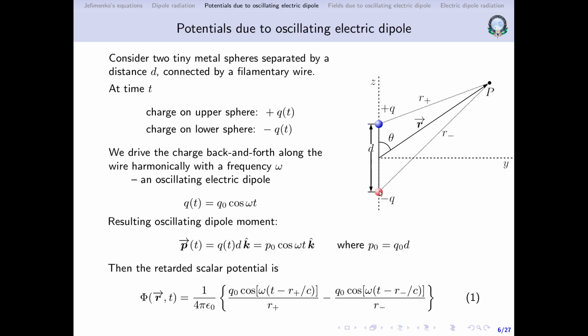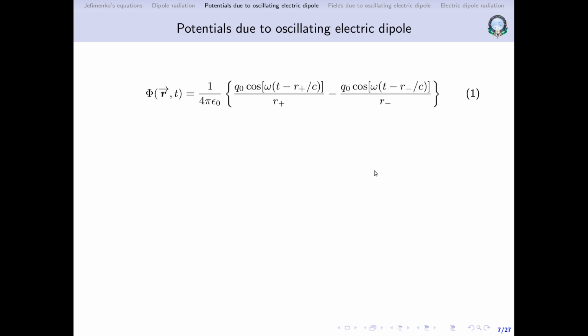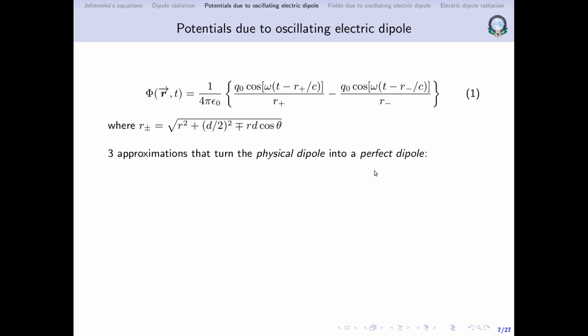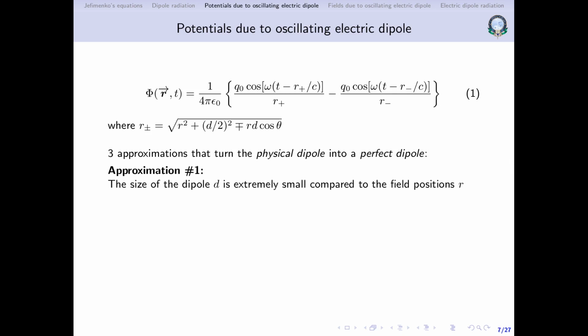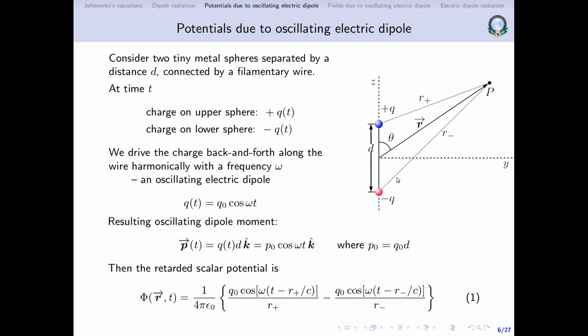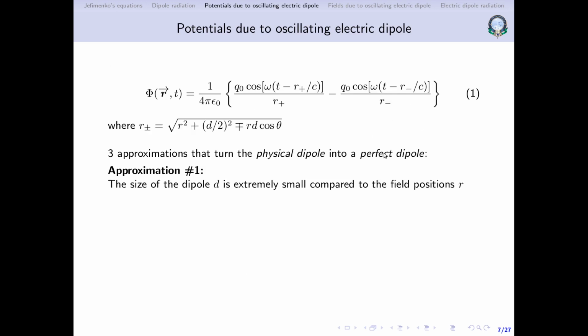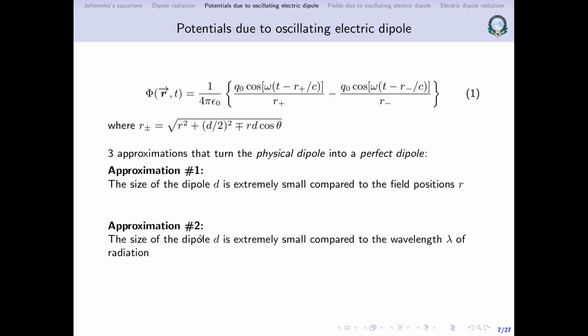A perfect dipole is a dipole which has a dipole moment at a certain point. But when you take a physical dipole, you don't define it using a single point. You have two points, one for the positive charge, one for the negative charge. So we want to turn this physical dipole into a perfect dipole, and to do that we make three approximations. The first approximation is that the size of the dipole is extremely small compared to the field position. That is, this separation is very small compared to the distance r. Then the second approximation is that the size of the dipole is extremely small compared to the wavelength of the radiation.